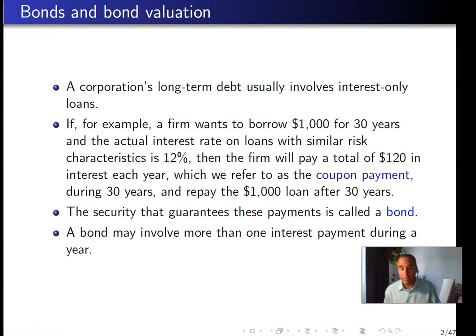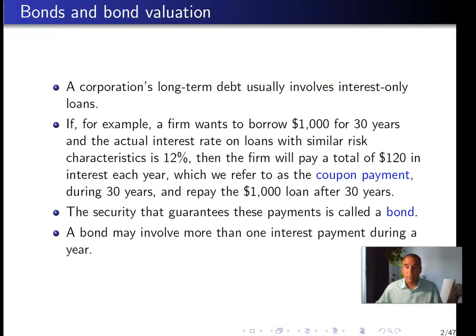So if the maturity of the loan is 30 years, the $1,000 will be repaid after 30 years only. Governments do the same. When they borrow money, they only pay interest over the life of the loan, which is different from when you and I borrow to buy a car or to buy a house. When we buy a car or a house, we pay capital and interest over time with a constant payment. So these would be different securities.